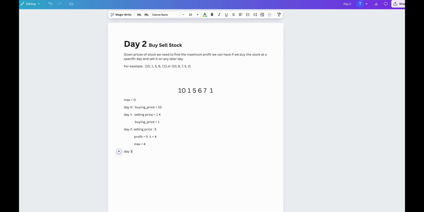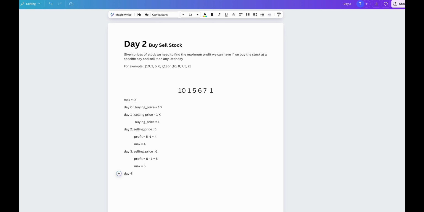Now on day 3, my selling price becomes 6, which means I can try to sell it and see how much profit I'm gaining. My profit is going to be 6 minus 1, because my buying price is still 1. I have not encountered any price lower than what I bought it for. So 6 minus 1 is equal to 5. That means the maximum becomes max of 4 and 5, which is 5.